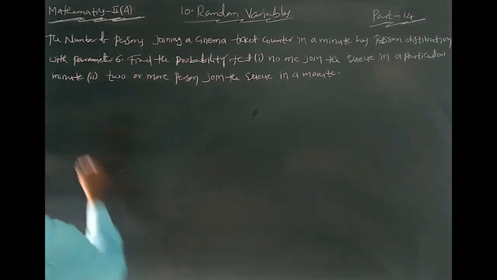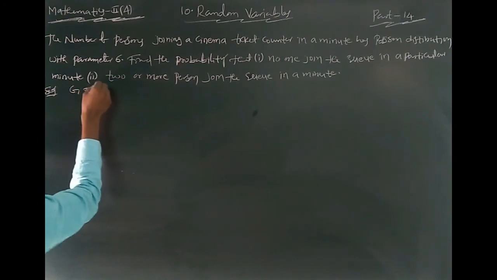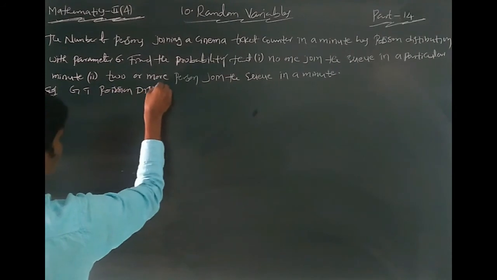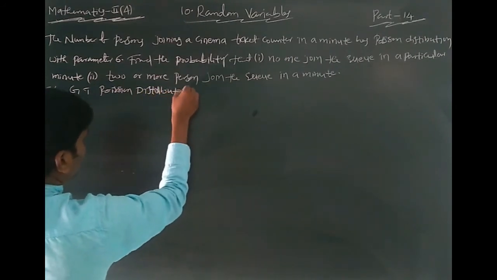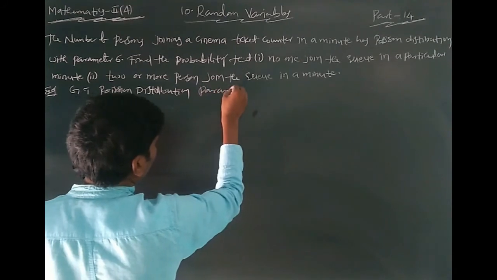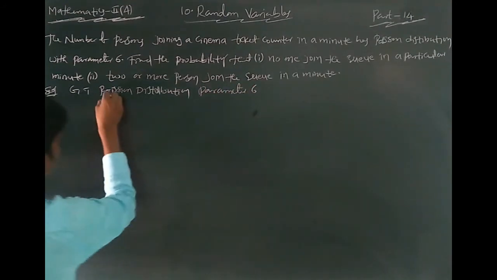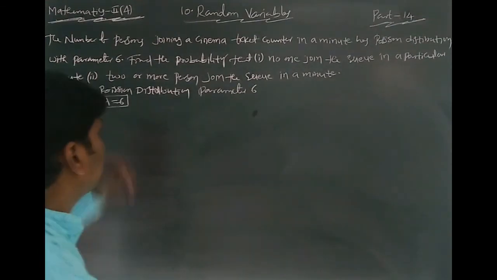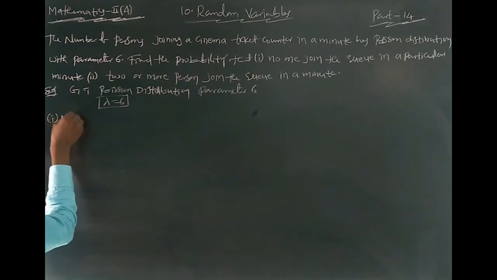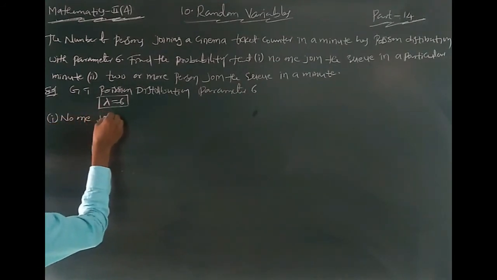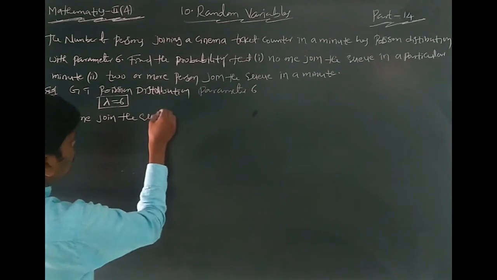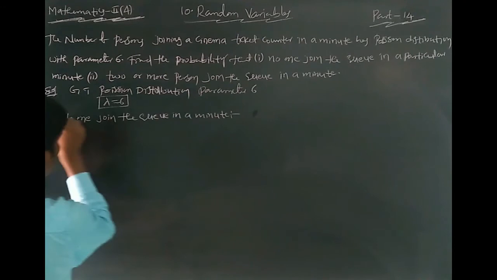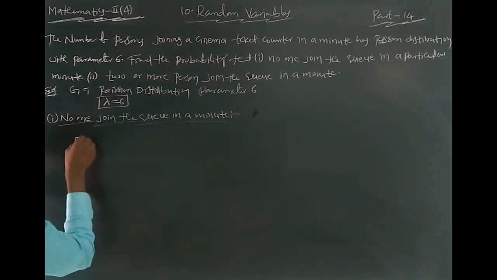First of all, given the Poisson distribution parameter 6, that's why the lambda value is 6. Lambda value 6 given, completed. After that, first one: no one joined the queue in a minute. No one joined the queue in a minute is equal to P of x equal to 0.